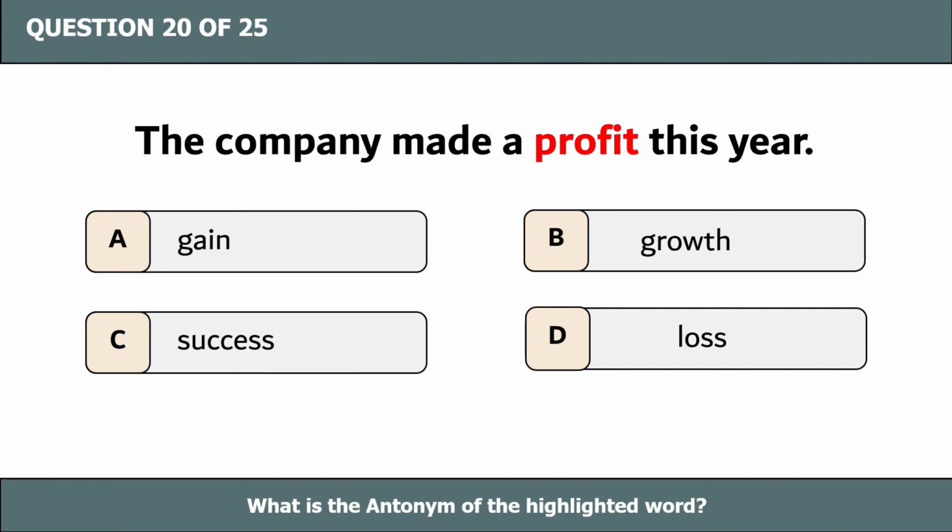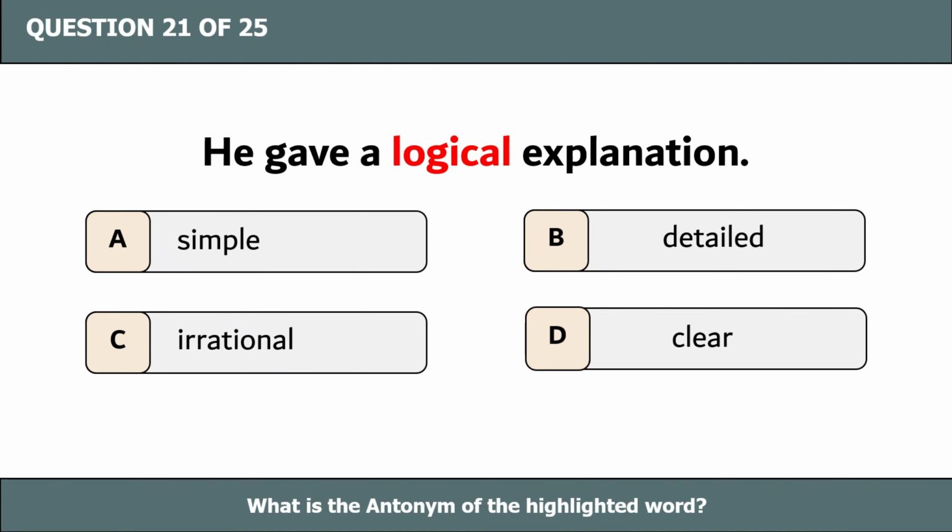Question 20. The company made a profit this year. The correct option is D. Loss. Question 21. He gave a logical explanation. The correct option is C. Irrational.